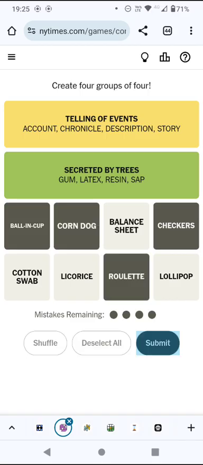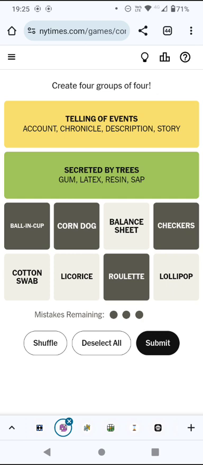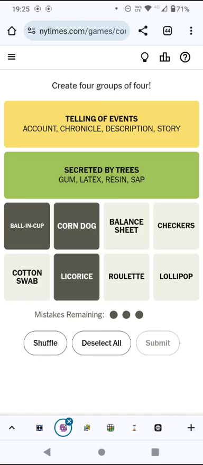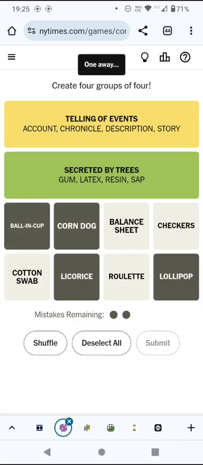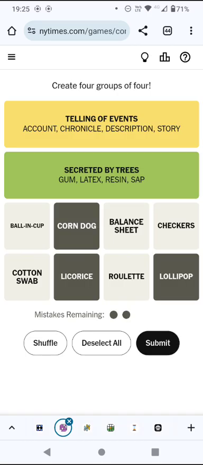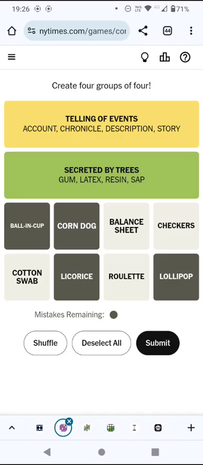Let's just try these four. I've got no idea. That's not even one away. That's confusing. That means I'm so confused. This is not one away. So that means two of these are in the group and two of the others are in the same group. Wow. Okay, let's try these two. Then maybe ball in cup is some food I've never heard of. Okay, this is one away. Maybe balance sheet is a food I've never heard of. Okay, that's not even one away. So we've moved the wrong way.